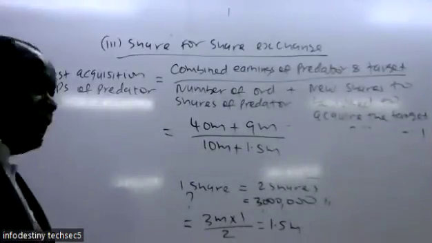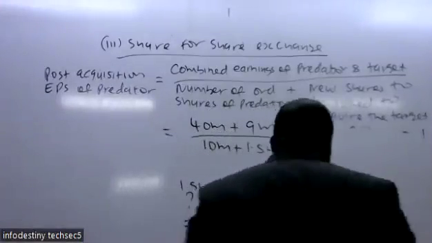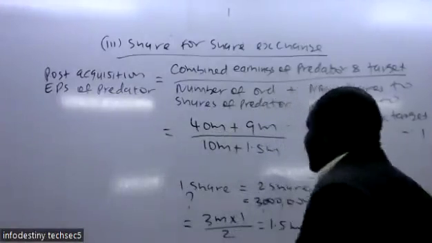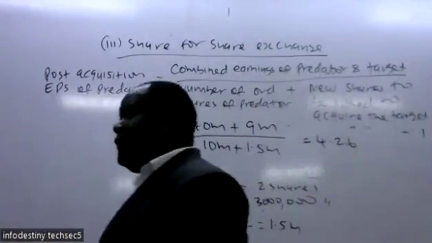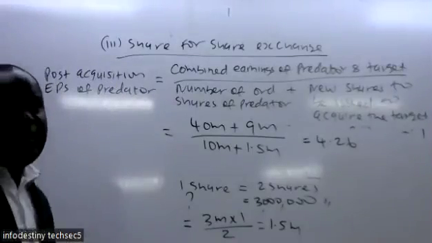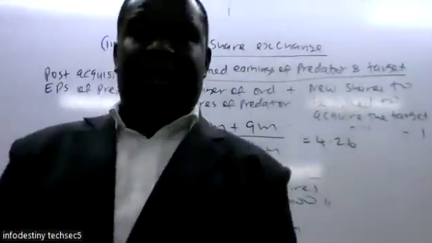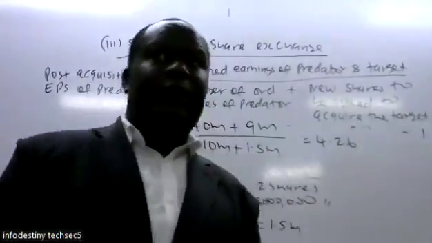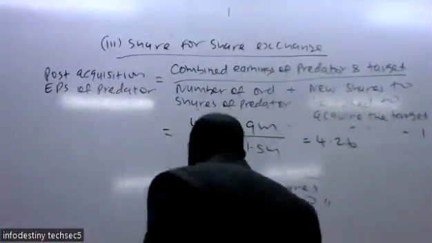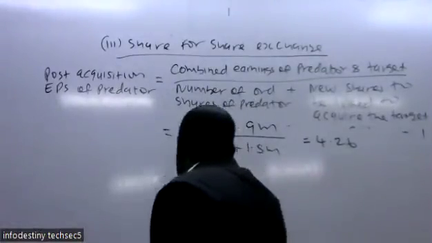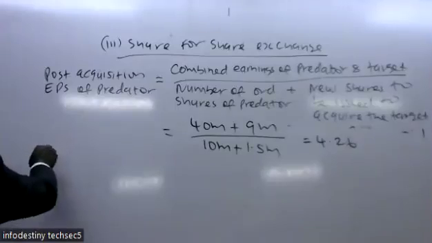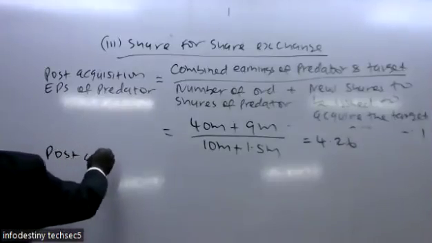It's giving us which here? 4.26. So here they only ask you for the predator. Sometimes they may also ask you to calculate the one for the target, just in case.